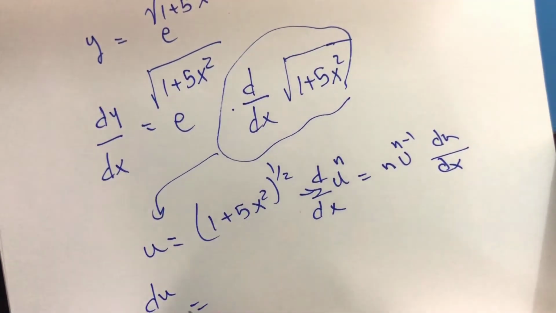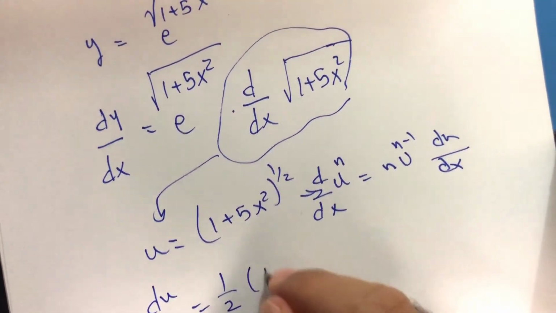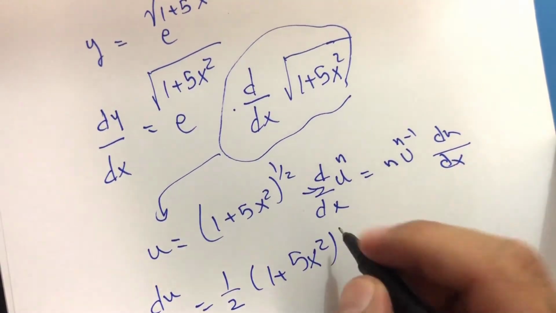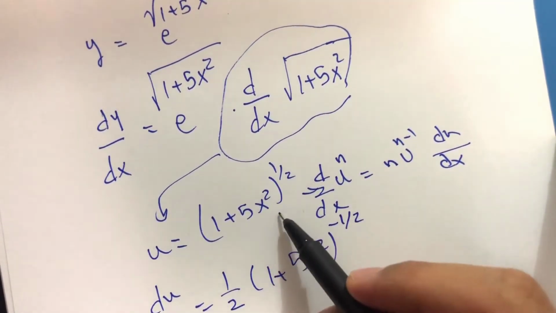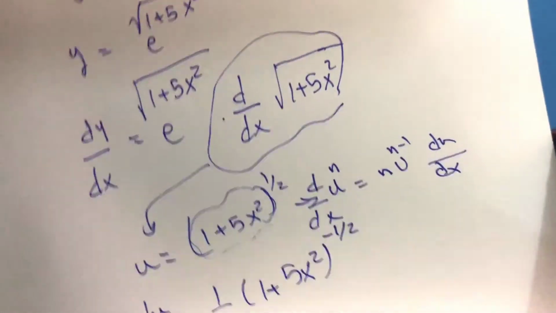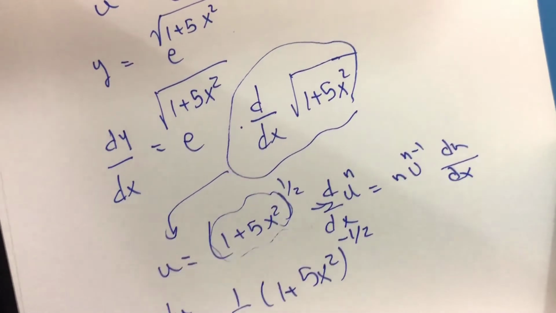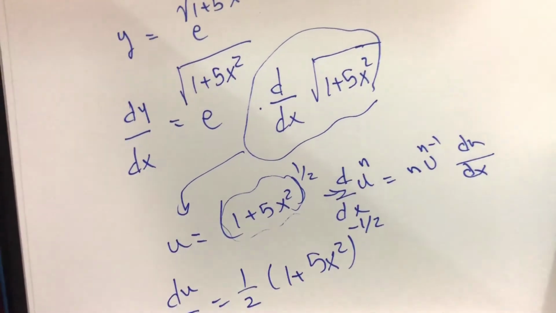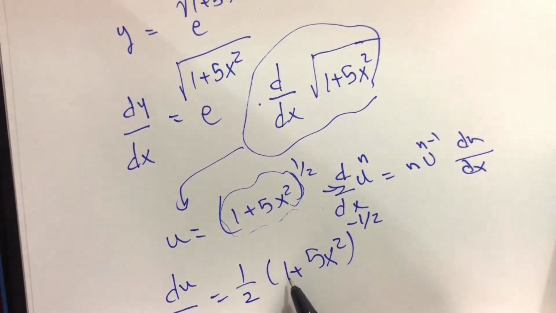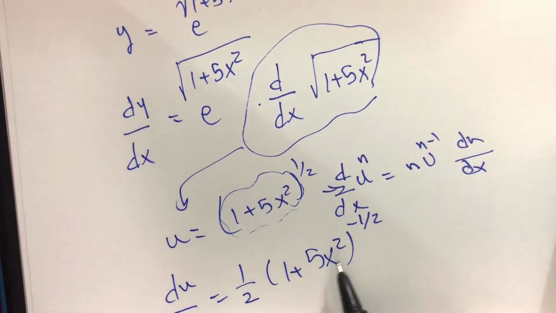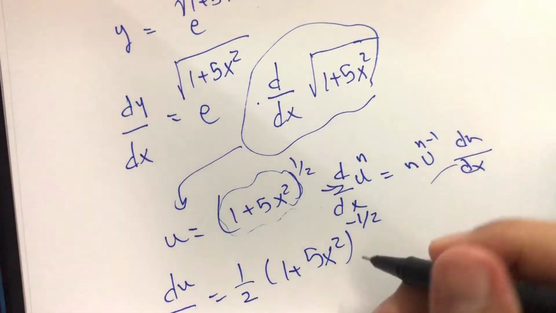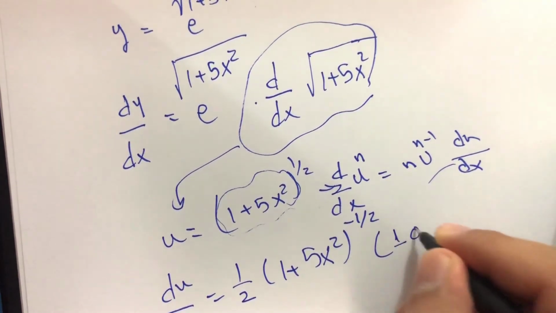In this way we can write that du by dx is 1 over 2, (1 plus 5x squared) to the power 1 over 2 minus 1, which is minus 1 over 2, multiplied by the derivative of the inside of the bracket, 1 plus 5x squared, so that it can be differentiated easily. The derivative of the constant is 0, and the derivative of 5x squared is equal to 2 multiplied by 5x, so that it will be 10x.